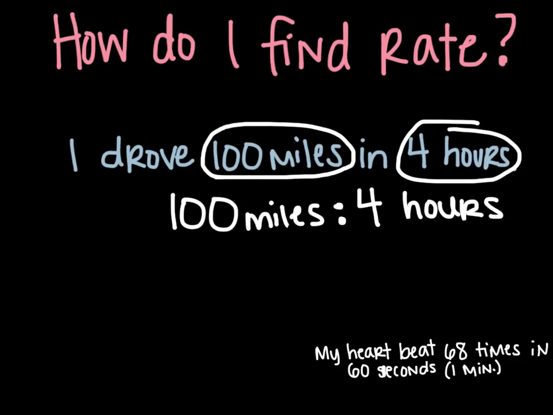That means it's going to be consistent. If I were to drive 200 miles, that would be 8 hours, and so on. If I were to drive 50 miles, that would be 2 hours. It's our rate. It's constant. And then we can simplify this down even more if we wanted to. If we divide by 4, we can even end up with 25 miles to 4 hours.